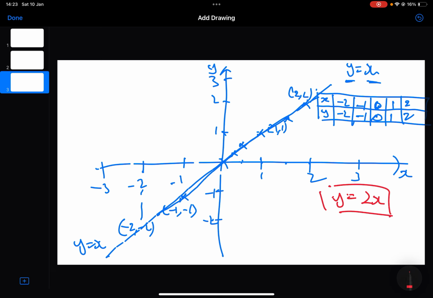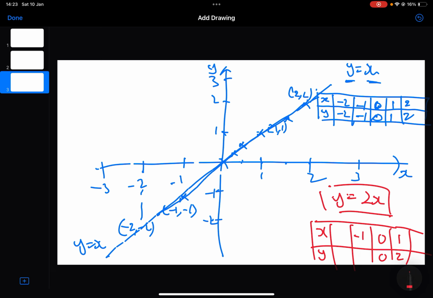Meaning, if I still have this grid, when x equals 0, y is still equal to 0. y is 2 times 0, still 0. When x equals 1, y is 2 times 1, so 2. x equals -1, times 2 becomes -2. x equals 2, times 2 becomes 4.